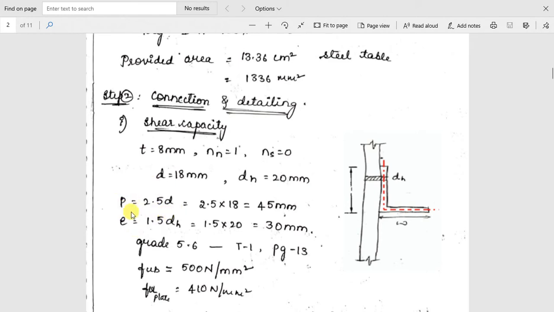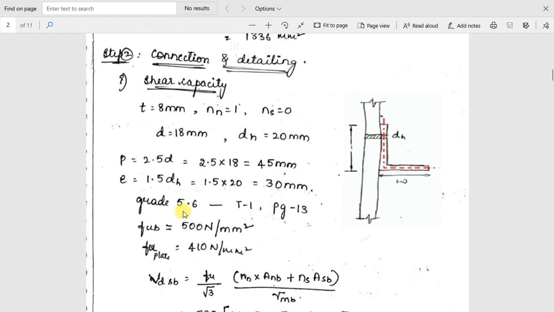So the minimum value of pitch is 2.5 times of d. So 2.5 times the diameter of bolt 18, and it will be equal to 45 mm. And the edge distance minimum value is 1.5 times of d_h, and that will be 1.5 times the diameter of bolt hole, which is 20, so it will be equal to 30 mm.